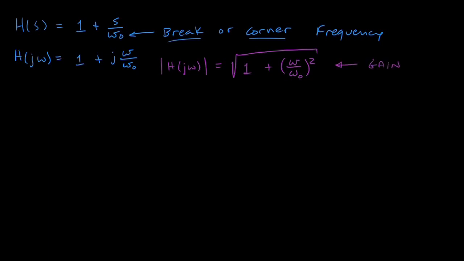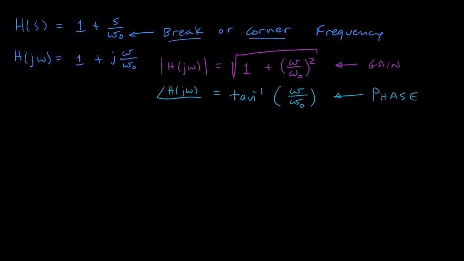Next we're going to talk about the phase. The angle of H(jω), since this is a complex number, is going to be the arctangent of ω/ω0 divided by 1, which is just ω/ω0. That's going to be the phase expression.